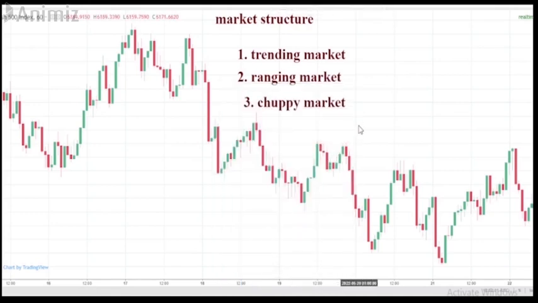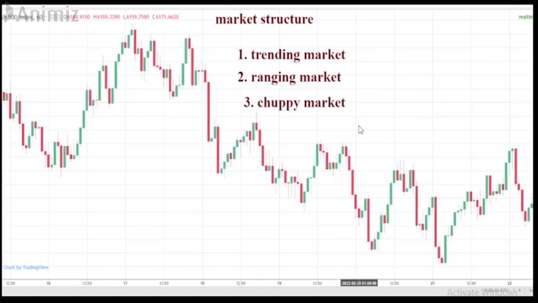Before you start trading, you have to check the market structure. You have to check if the market is trending, if the price is ranging, or if the price is choppy. Don't worry, I'm going to share with you all these things. You are going to understand when the market is trending, when it is ranging, and when it is choppy, and you will understand the kind of trade you should focus on.